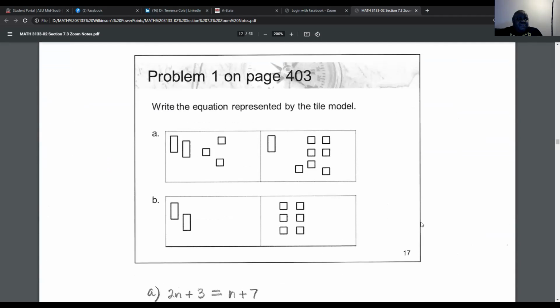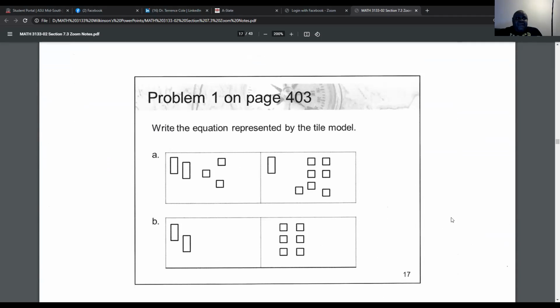All right, so next we'll look at this first problem on page 403 in your textbook, A and B. Here we want to write the equation represented by the tile model. So let's look at part A.